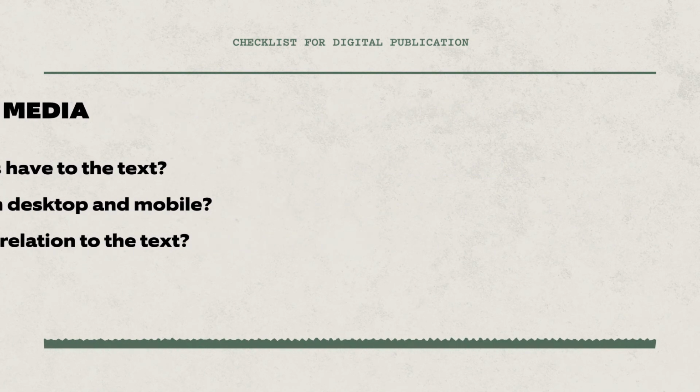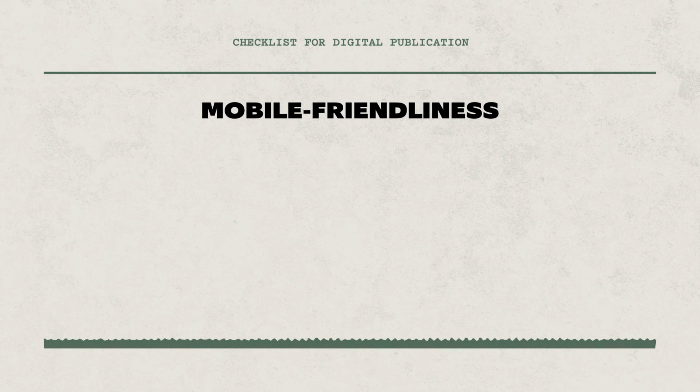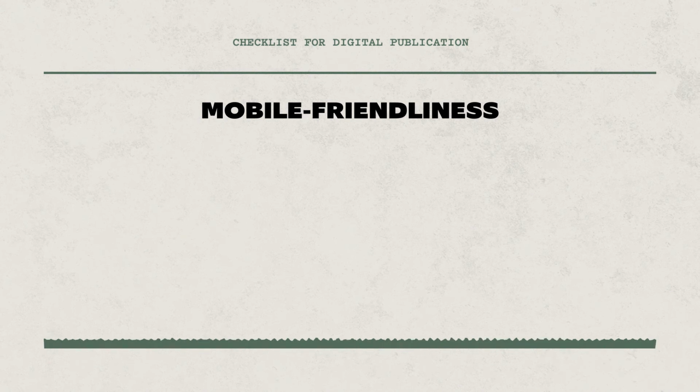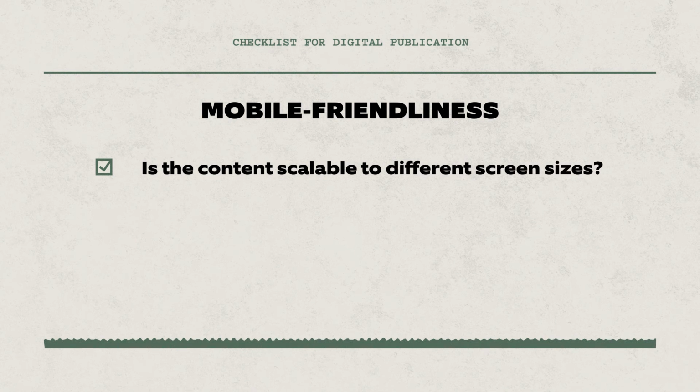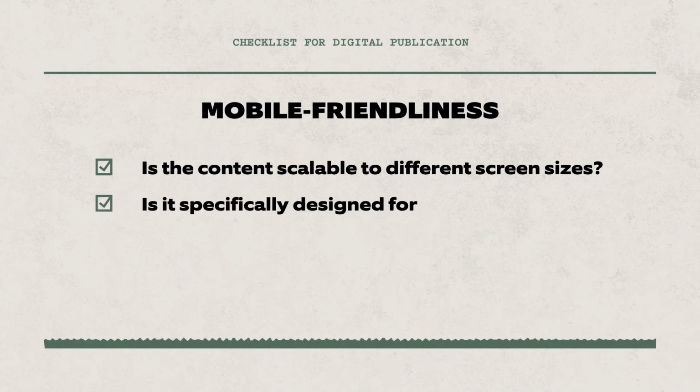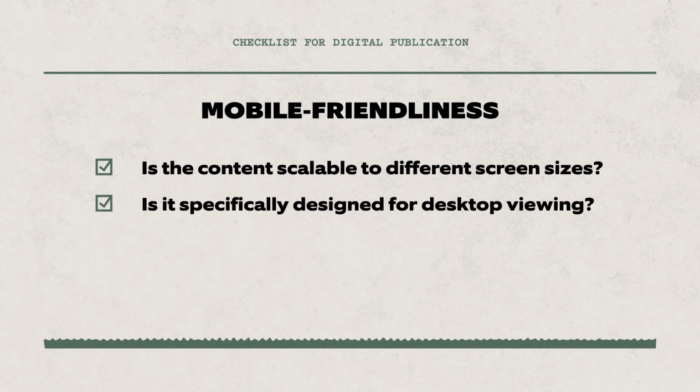As mentioned earlier, having a mobile-friendly digital publication is a big plus in our current age where mostly everything can be accessed on our mobile devices. A mobile-friendly website features content that is scaled accordingly to the screen sizes. However, there may be instances where a digital publication is more suited to or designed specifically for desktop viewing.